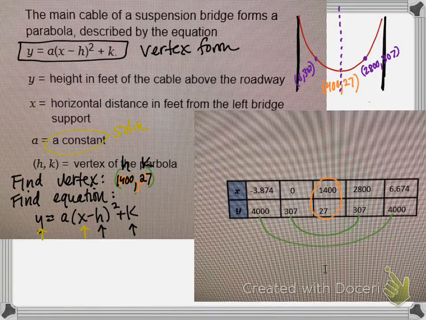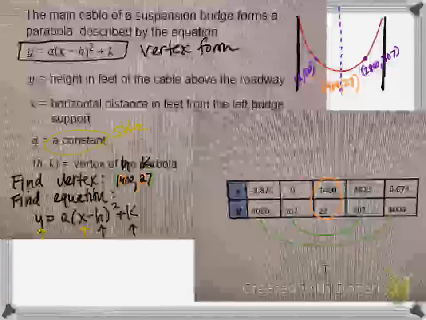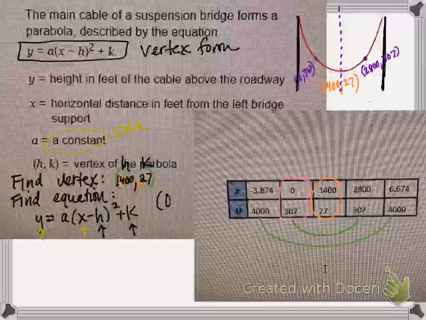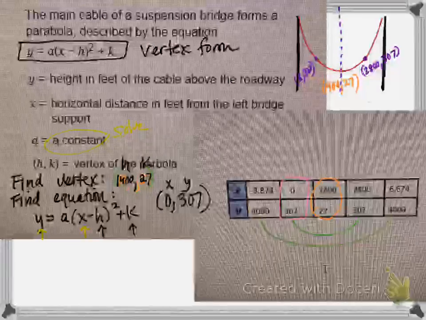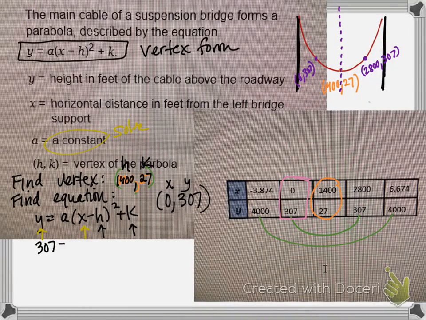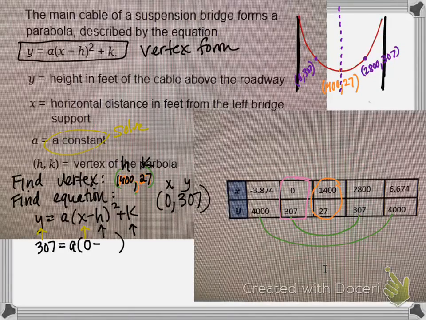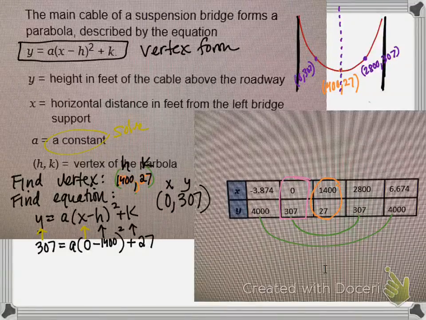So I'm going to pick an ordered pair from the chart. I'm going to choose what seems to be the easiest one to work with because it has a 0 in it. So I'm going to use (0, 307). This will be the x that I plug in, and this will be the y. So let's start plugging into our equation here. So 307 is my y value. We're trying to find a. So x is 0 minus h, which is the first coordinate of my vertex, 1400. And then my k is 27. Oh, and I forgot my power of 2 there.